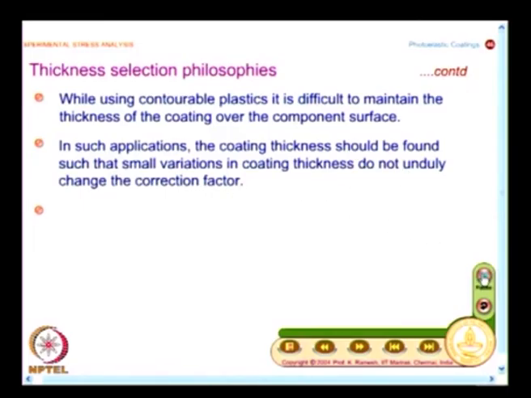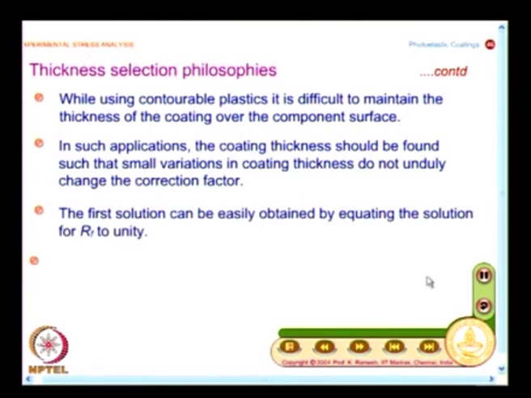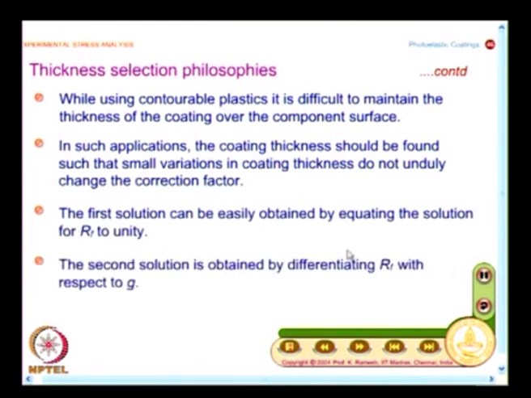And how do we do it? The first solution can be easily obtained by equating the solution, that is the correction factor, to unity, because the focus was to find out the thickness such that correction factor is equal to 1. In some applications you may find that thickness, but thickness may not be suitable, that decision also you have to take. So, the thickness selection does not end here, it only gives you a possible selection of thickness. What happens when RF is equal to unity?